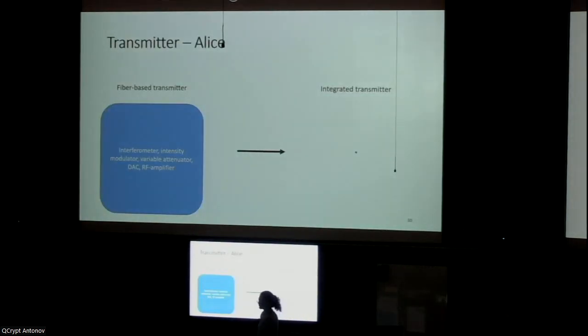As an example, I show you here some components of our fiber-based transmitter, notably the interferometer, intensity modulator, variable attenuator, digital to analog converter, and RF amplifier, which are now integrated or replaced somehow in an integrated transmitter. And this is a to-scale image, if you want. So there is definitely a reduced footprint when doing this.